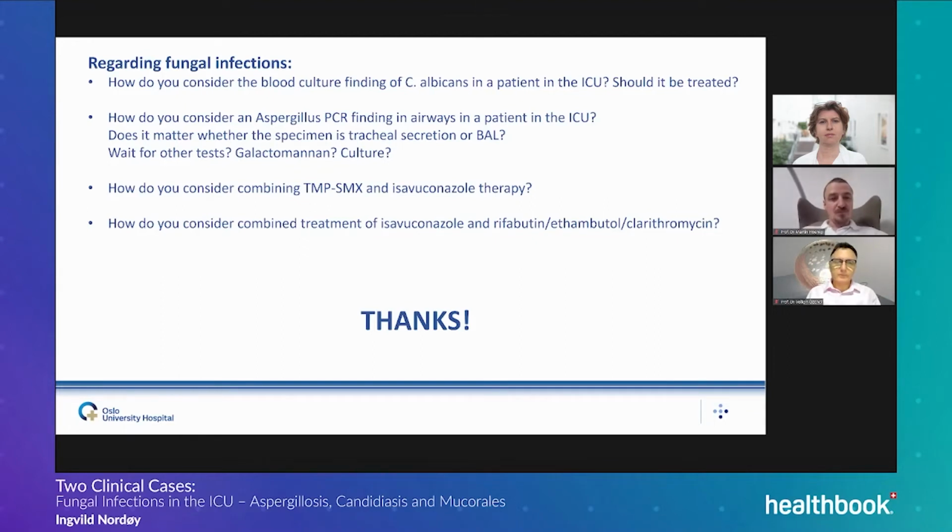I've already commented on these last two about the interactions and the cardiac problems you might see. Yeah. All right. Perfect. That's my case.